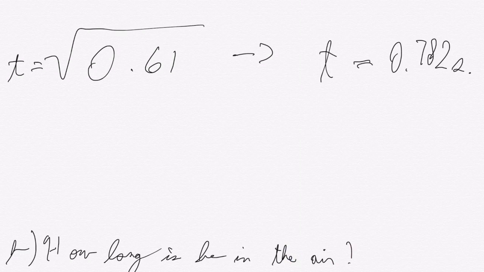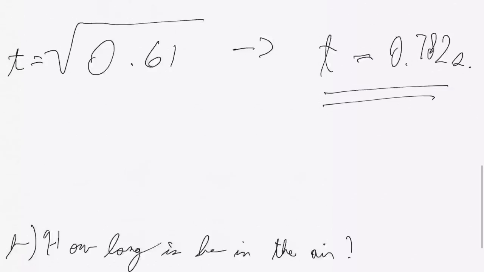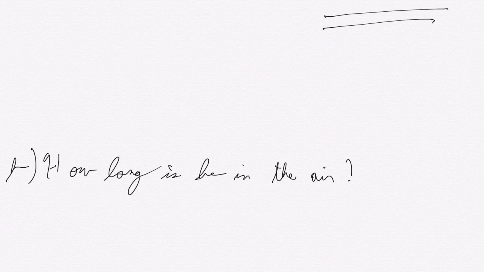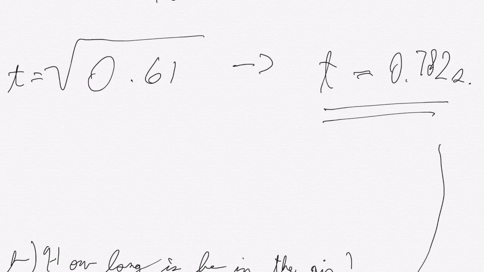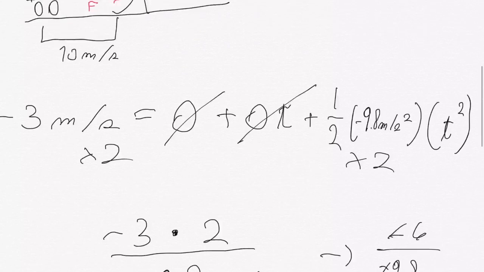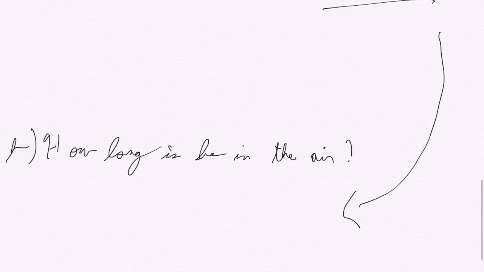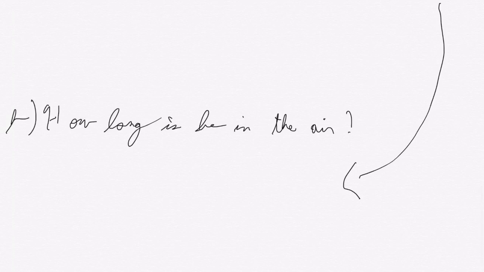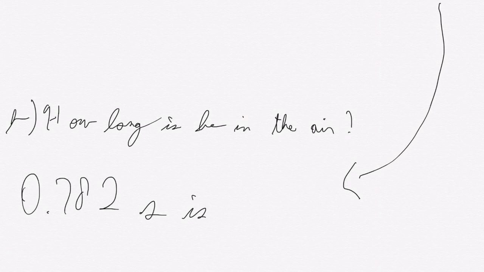Alright, so now that we have this information, we've technically solved it. Now, you've seen me move this problem B down a few times. How long will you be in the air? Well, we basically just solved that question right here, funnily enough. In solving question A, we've basically done question B. So, if you really want to do it, we'll just skip to question B really quick. 0.782 seconds is how long he's in the air.